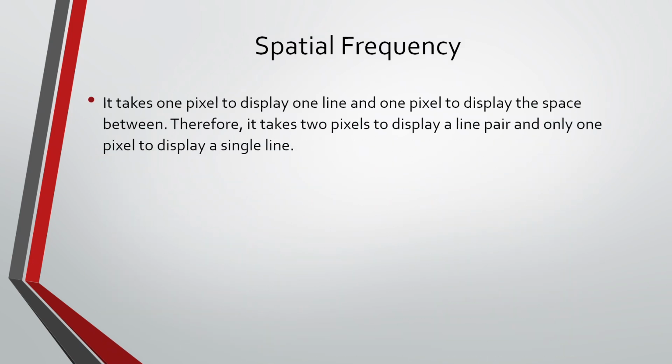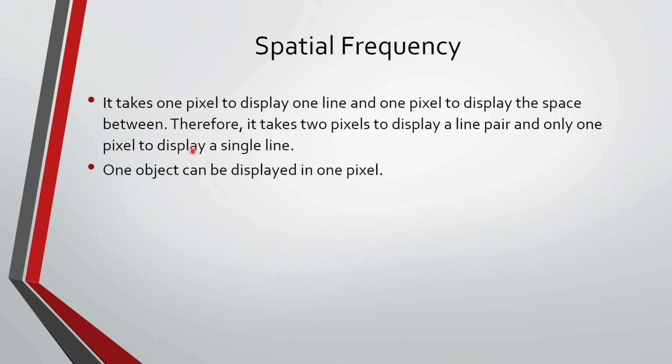So it takes 2 pixels to display one line and 1 pixel to display the space. Therefore it takes 2 pixels to display a line pair and only 1 pixel to display a single line.